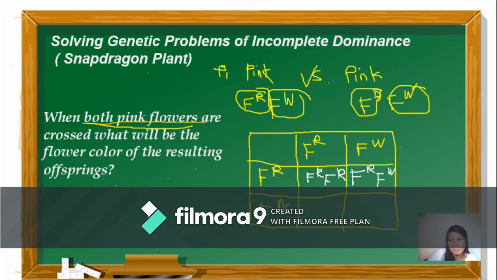And then ang susunod, okay, sige, F raised to W. Okay, sa baba, sa isip nyo, sagutan nyo para makasunod. Raised to R, and then F raised to W. Okay, and then the last one, we have F raised to W, and then F raised to W. Okay, so let's go to the offsprings natin para sa offsprings. Sorry, mali ng pindot. Okay, para sa offsprings.